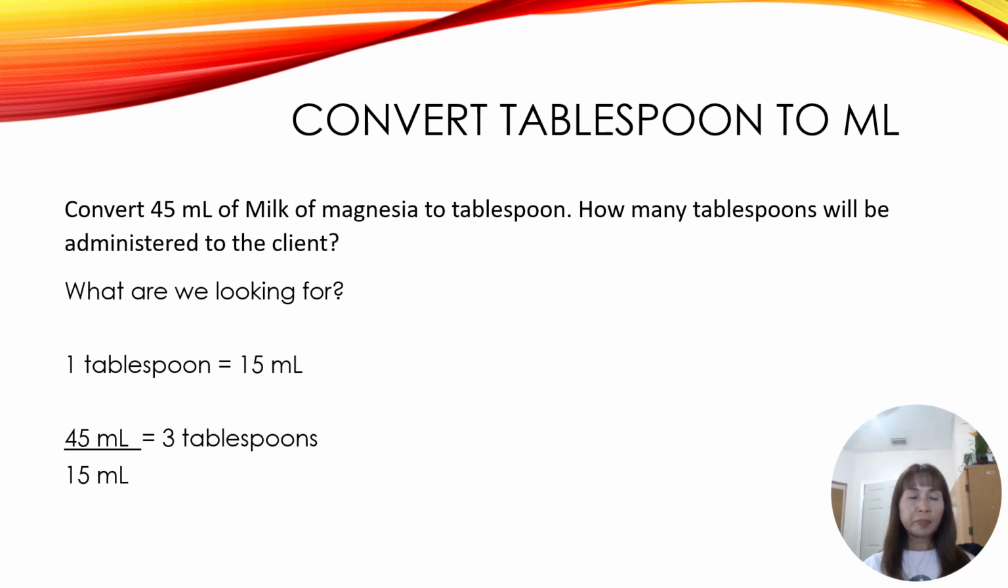Okay, this problem is just conversion. It's basically asking us, 45 ml of milk of magnesia is how many tablespoons? We know that 1 tablespoon is equal to 15 ml. So we are going to divide 45 divided by 15, which is equal to 3. So we are giving 3 tablespoons.